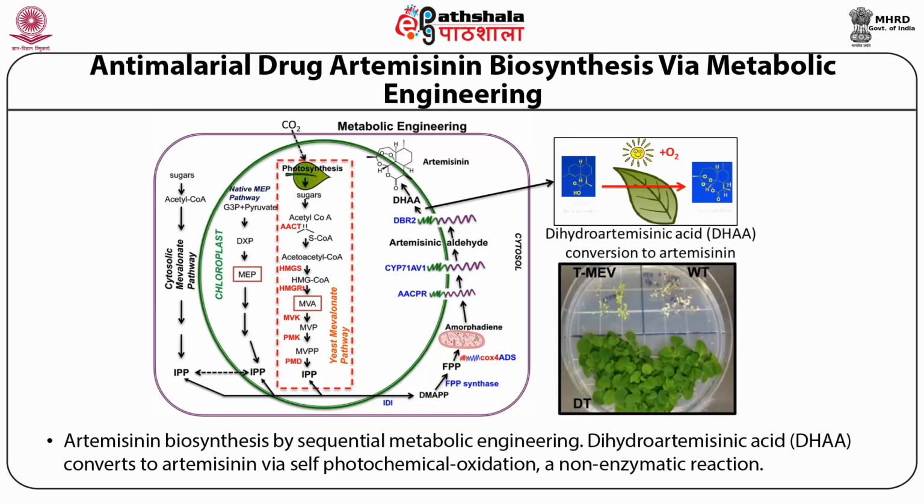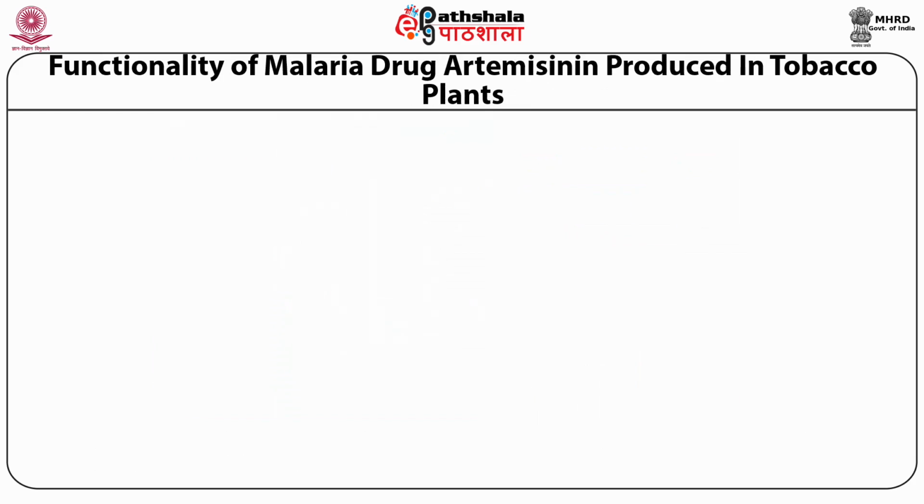So this way, a smart way, we have produced the artemisinin, and you can see on the right-hand side that once you have dihydroartemisinic acid, in the presence of sunlight and oxygen it automatically converts into artemisinin. The plate shows the double transgenics, nuclear and chloroplast, which have the yeast and the artemisinin biosynthesis pathways. This is one way how you can extend your pathway and produce the drug.